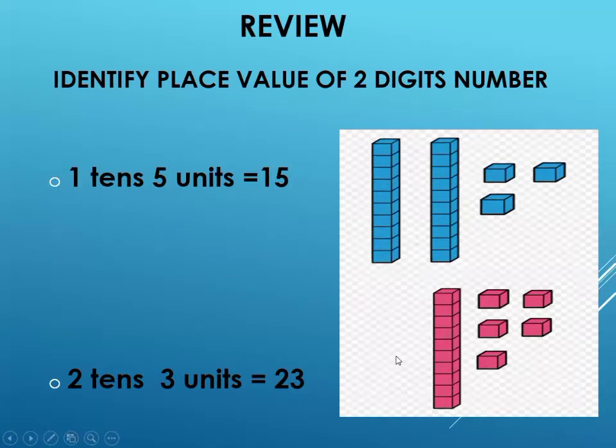So here we write 1 ten, because there is only one block of 10. And there are 5 unit blocks, so we write 5 units. 1 ten is made with 10 small blocks, so 1 ten means 10, and 5 units means only 5. So this number shows 1 ten 5 units. 1 ten 5 units means 15.